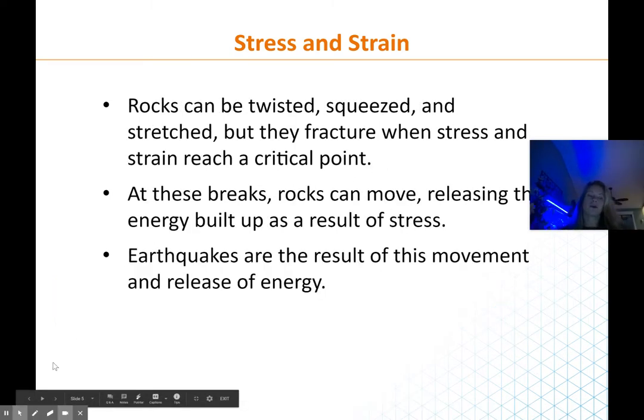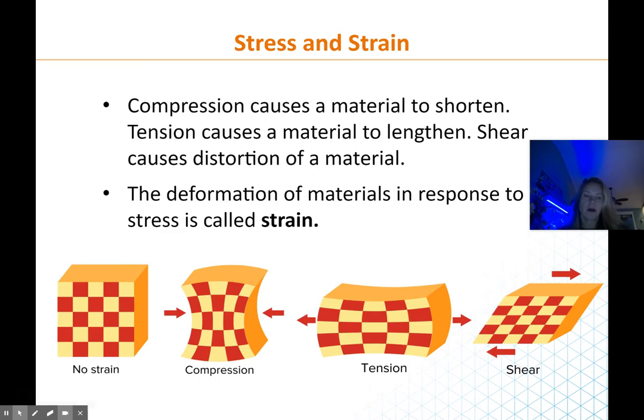All right, let me go back to that actually. This would be our types of stress, and then the strain is what's happening. The strain is like what's happening to those little squares. You can see that they're all shaped differently. That would be the deformation that we would see happening on those rocks.